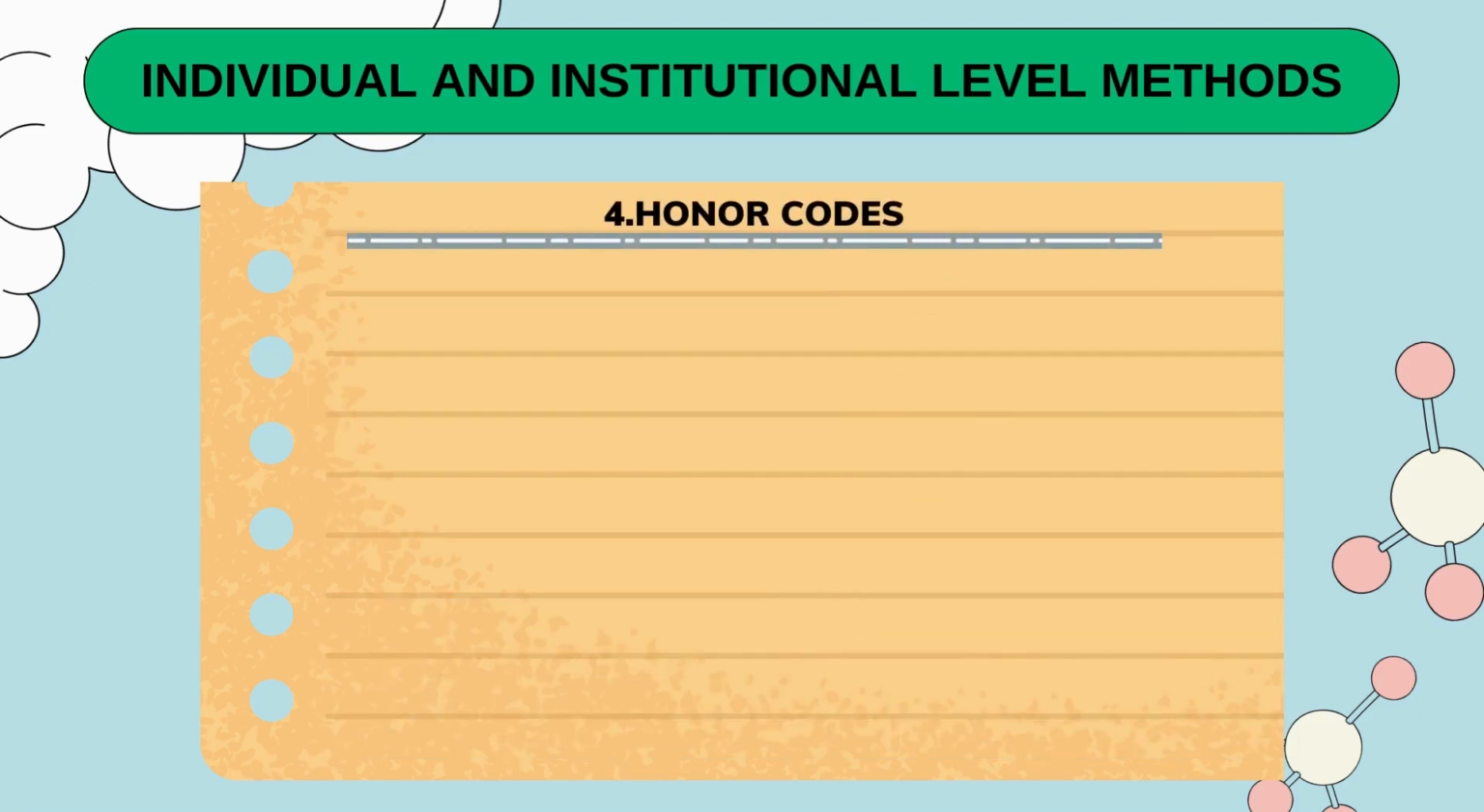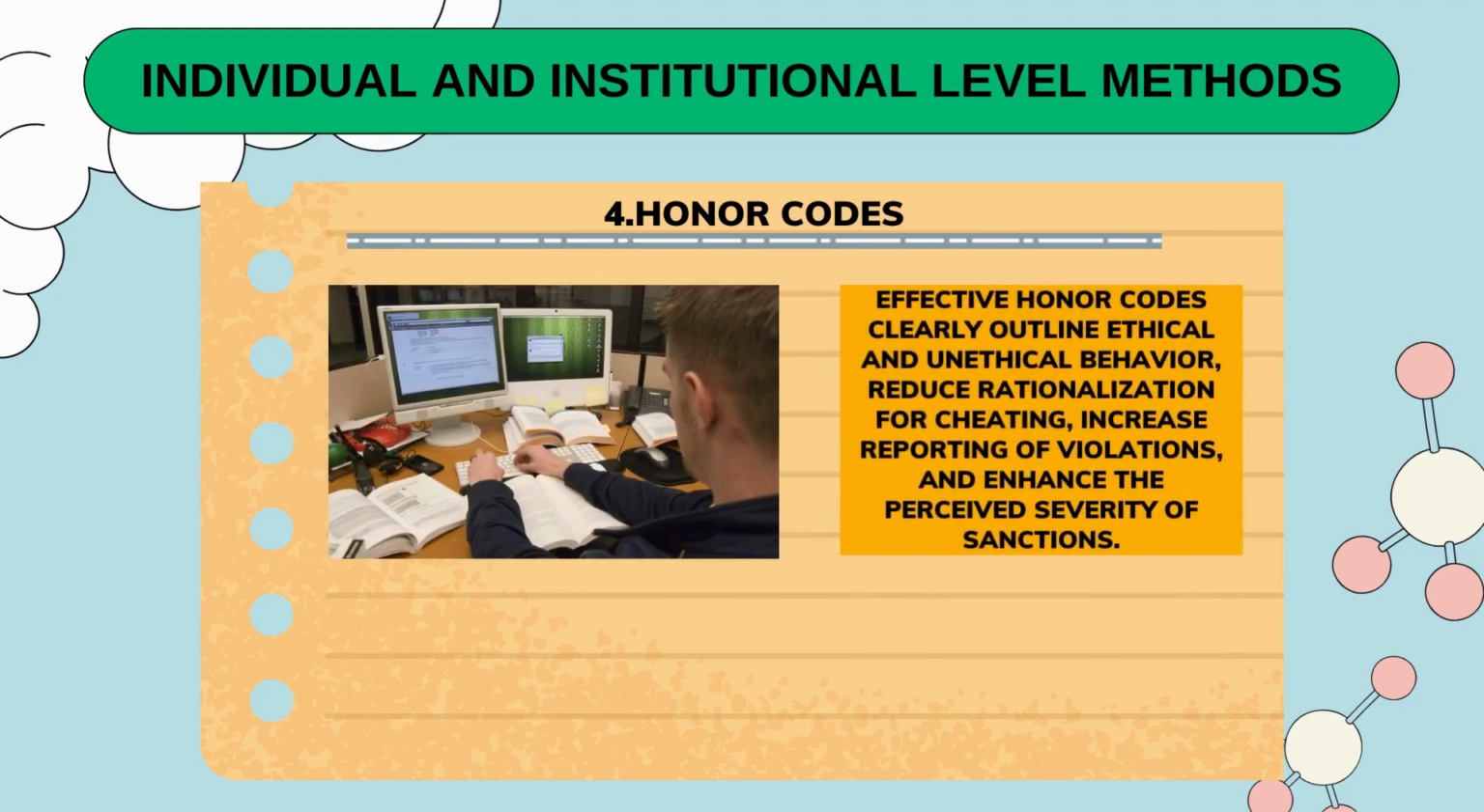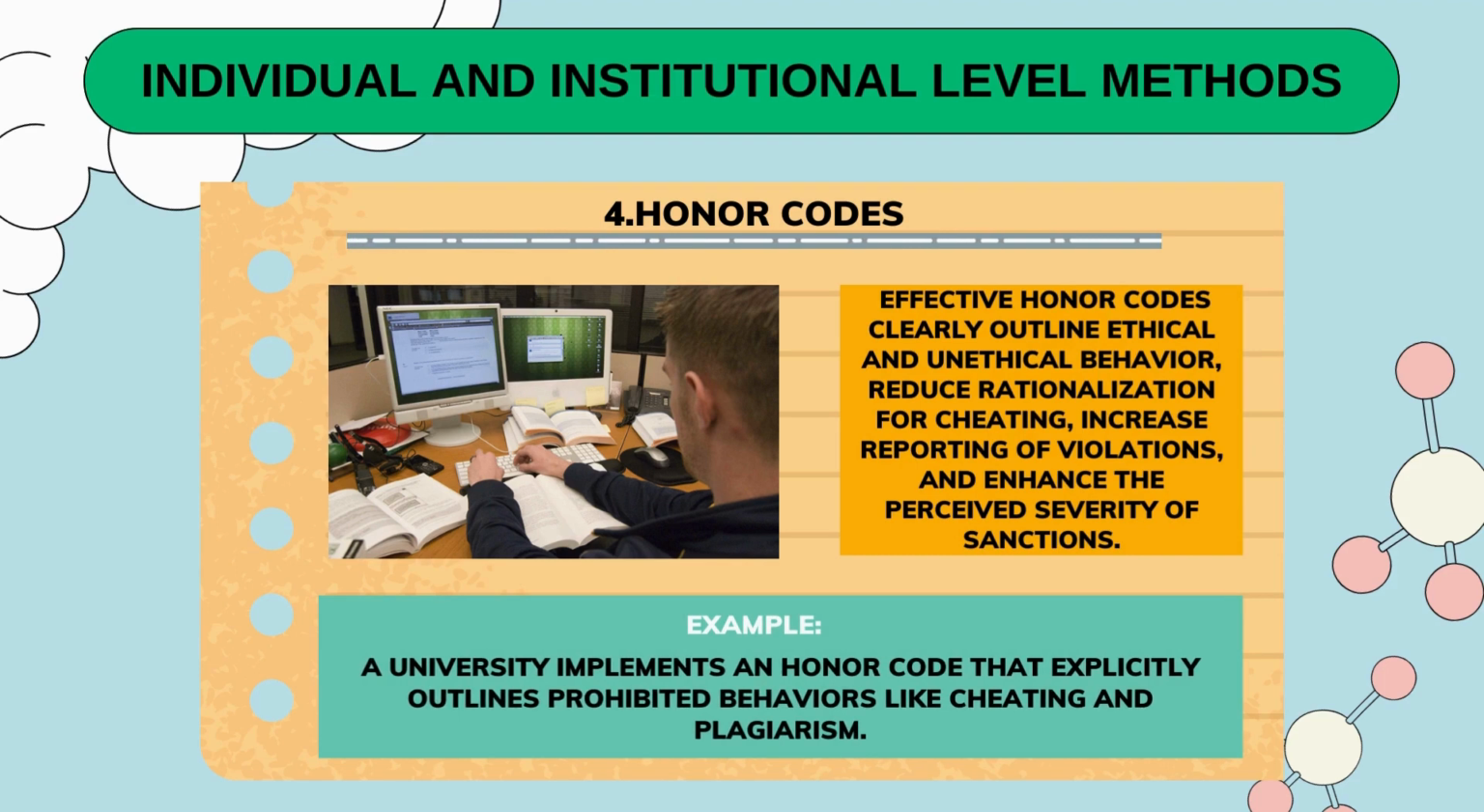The fourth way to reduce academic dishonesty among students for this method is honor codes. Effective honor codes clearly outline ethical and unethical behavior, reduce rationalization for cheating, increase reporting of violations, and enhance the perceived severity of sanctions.